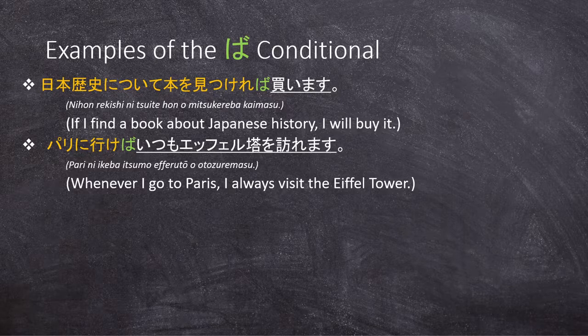Now here I have decided to give you an example of a habit that is, let's say, always occurring once our speaker goes to Paris. So whenever he goes to Paris, he is always visiting the Eiffel Tower. You can always strengthen this habit by adding words such as itsumo, meaning always, to say that you are always doing something regularly once the condition has been fulfilled. And here that condition is the trip to Paris.